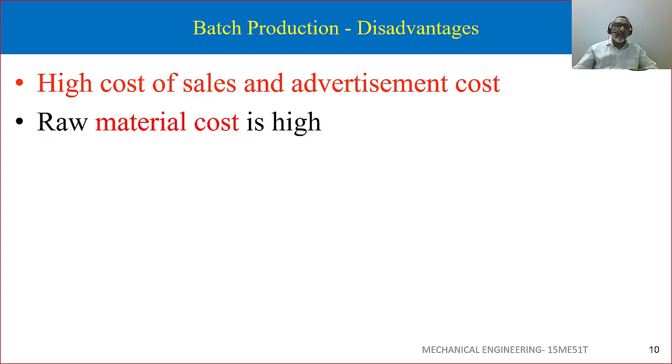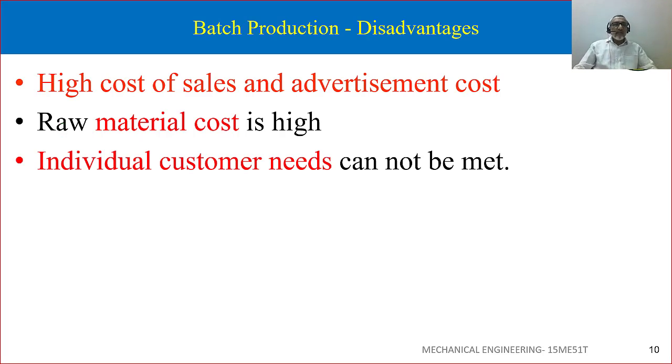The raw material is also purchased in larger quantities compared to job production, but compared to mass production, the raw materials are purchased in smaller quantities. So in such a situation, raw material will cost more in batch production compared to mass production.